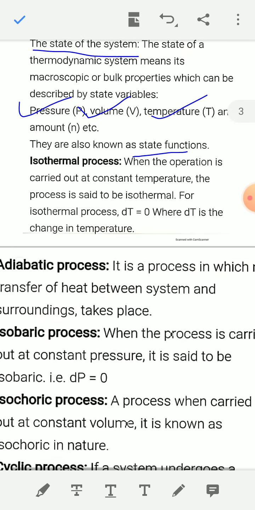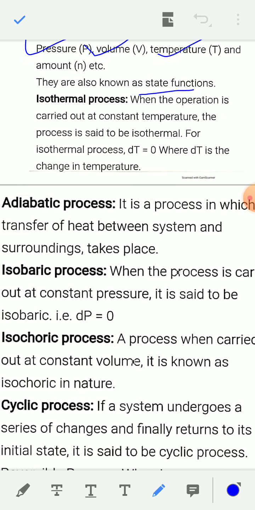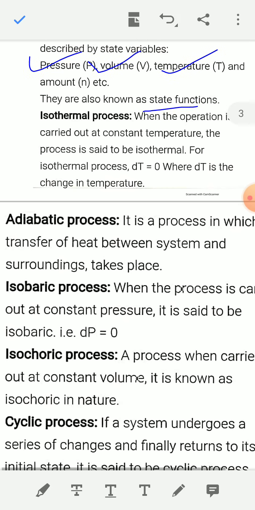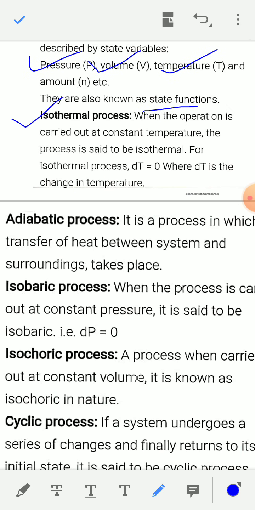Now another type of change in a system. Now I am going to discuss different types of processes. First I have told what is system, what is surroundings, example of system, example of surroundings, and then types of system: open, closed, and isolated. Another types of system is homogeneous and heterogeneous. Now see types of process change.